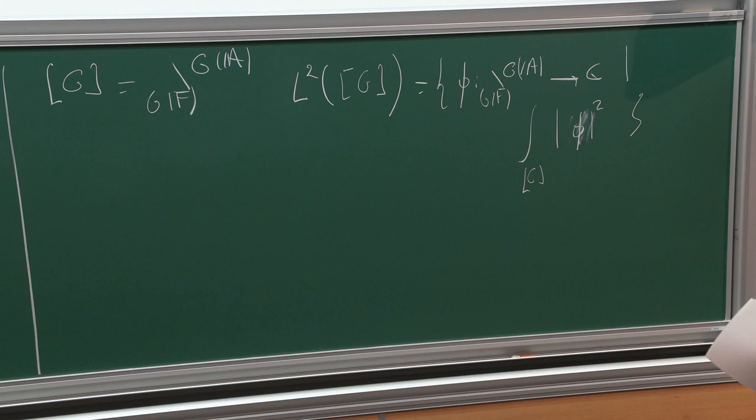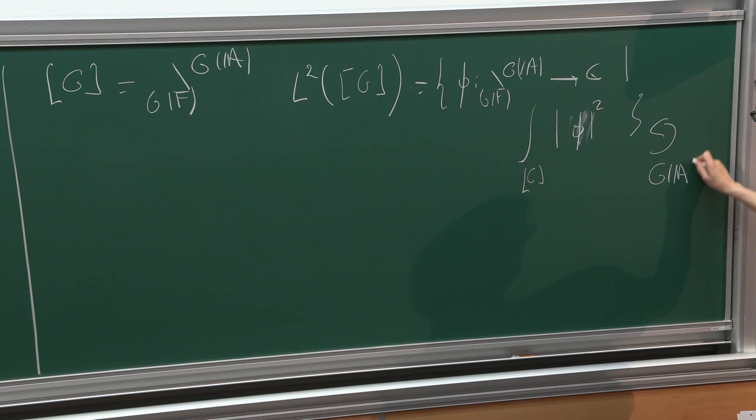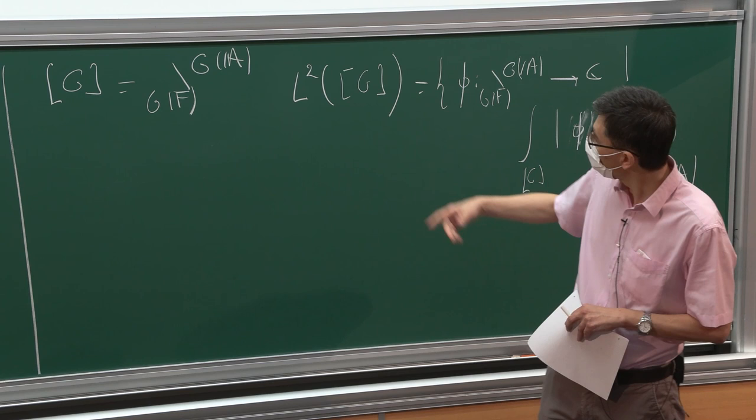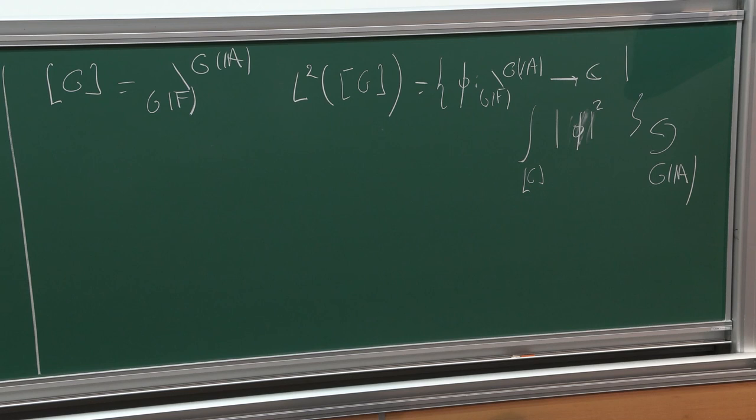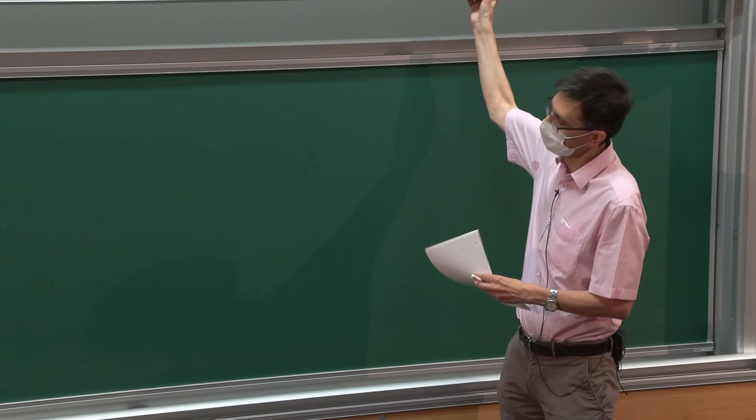So on this space, we have an action of G(A) by right translation, and it is a major achievement of Langlands that he was able to decompose this representation. So let me briefly say something about the decomposition.